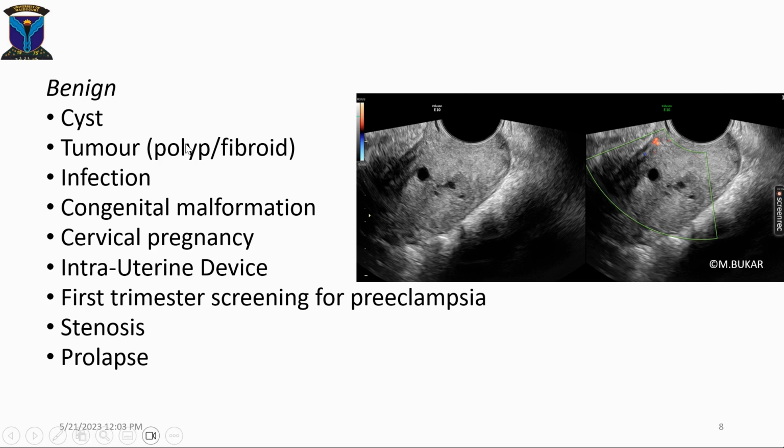Now, looking at the benign lesions. The commonest benign lesion of the cervix is Nabothian follicle or cysts. They are usually single, but here you can see multiple Nabothian follicles, clear contents, as you can see, and they are often avascular.